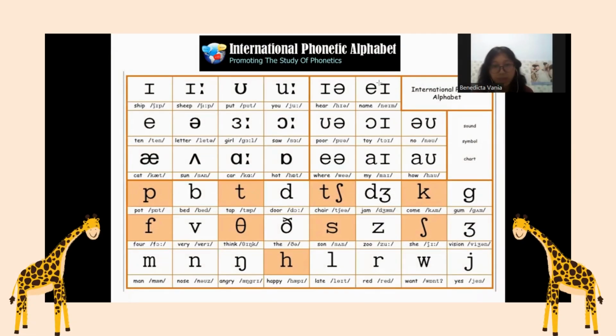Then we have this group over here, with the 8 diphthongs inside this group. Okay?